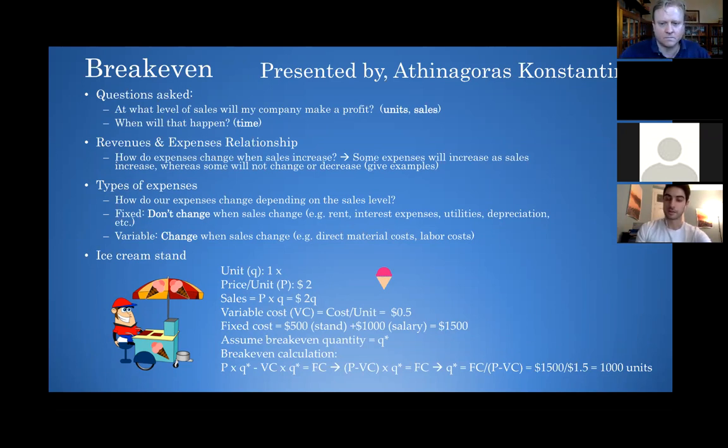If we want to arrive at a sales figure, we simply have to multiply that by the price of each unit, which is $2, which gives us $2,000 in terms of sales. And that is our break-even sales for our ice cream stand. Again, this is just a fictional example and very simplistic, just to get the point across. So can we move to the next slide, please?